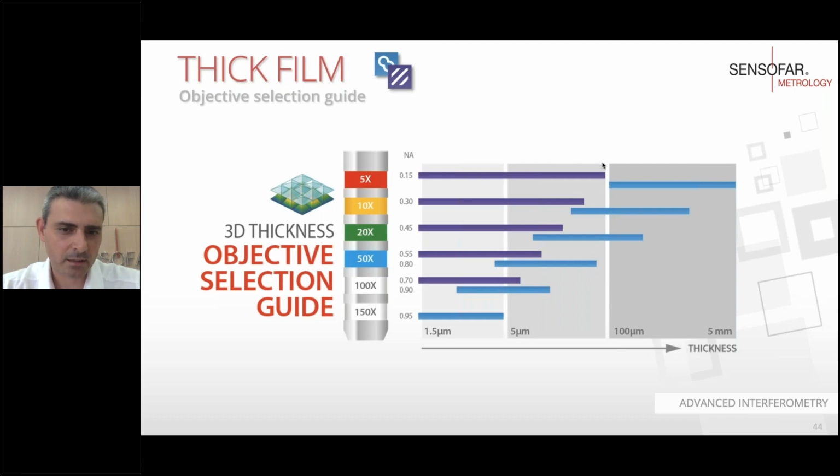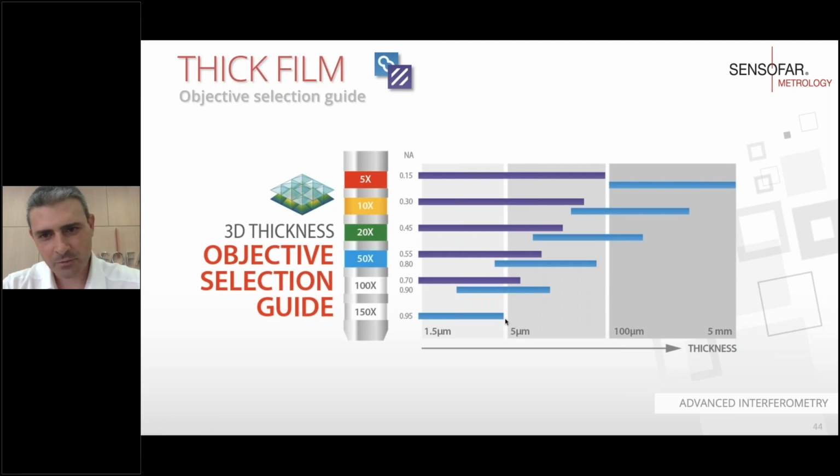So what we see here is that the blue one belongs to confocal. If the magnification is very low, because of the width of the axial response, we will be able to measure only very thick layers, something like 100 microns or more. But on the other side, if we want to measure thinner and thinner layers with confocal, we need to use higher and higher magnification to get higher numerical aperture and narrower axial responses.